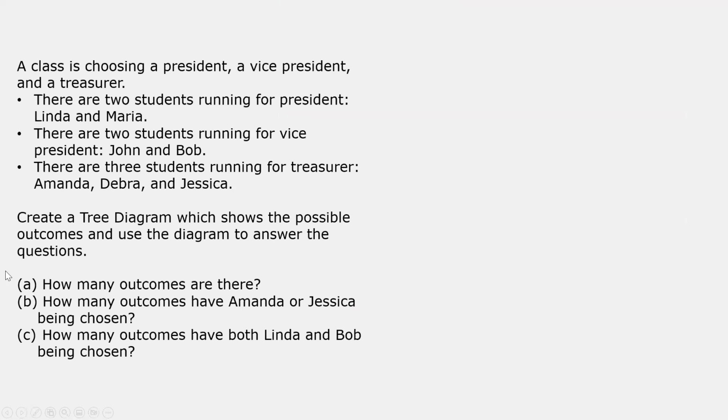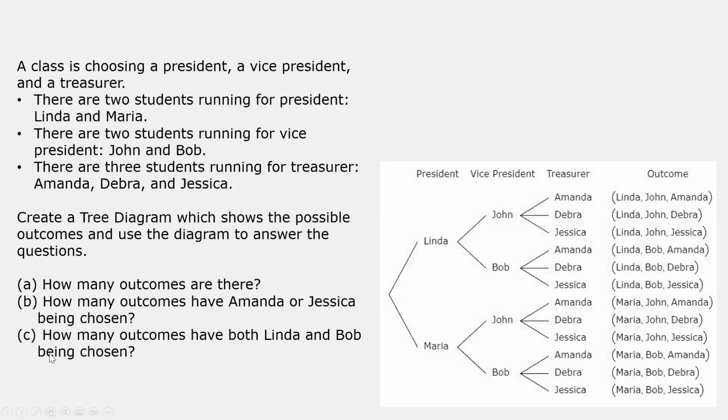We'll choose the president first, then the vice president, and then the treasurer. So you could have Linda or Maria chosen, and then you could have John or Bob, and then you could have Amanda, Deborah, or Jessica. So here are all the possible outcomes, okay? And we have them listed here. For each case, Linda and Maria, you could have John or Bob. And then for each one of those cases, you could have Amanda, Deborah, or Jessica.